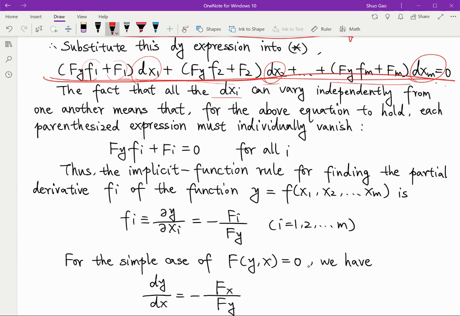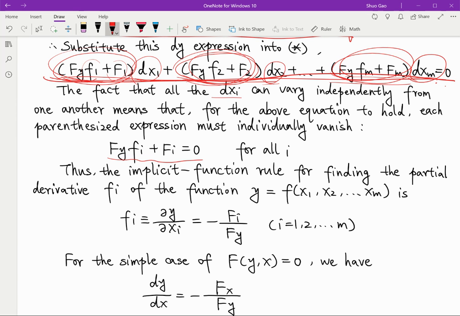So if you want the summation of all the terms to be 0, the only way to do this is to let all the coefficient terms be 0, right? Because dx1 to dxm mean a little bit of change in x1 to xm, and they cannot be forced to be 0. They can be anything. So that means Fy times little fi plus big Fi equals 0, right? Since all the coefficients here are 0.